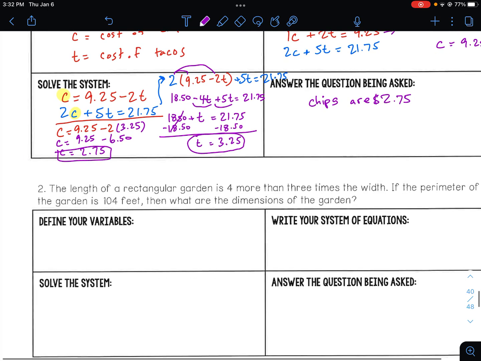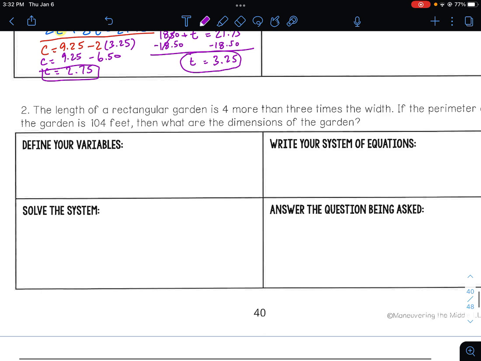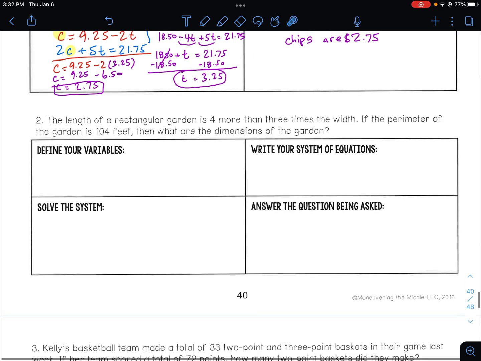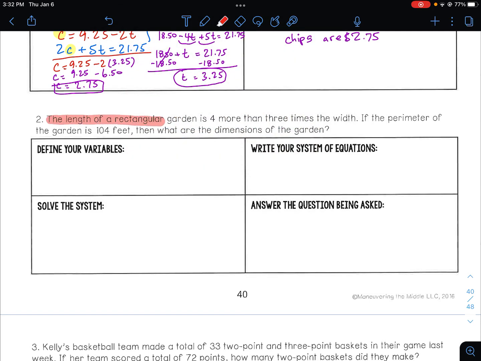Let's try number 2. The length of a rectangular garden is 4 more than 3 times its width. If the perimeter of the garden is 104 feet, then what are the dimensions of the garden? So they give us 2 sentences, each that has an equation. The length of a rectangular garden is 4 more than 3 times the width. The perimeter is 104 feet.